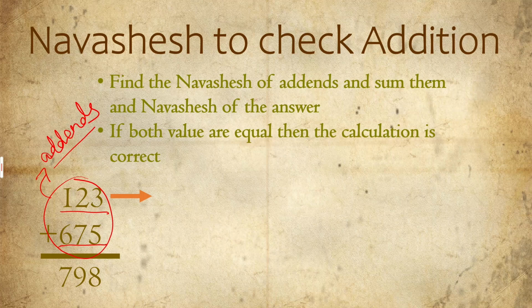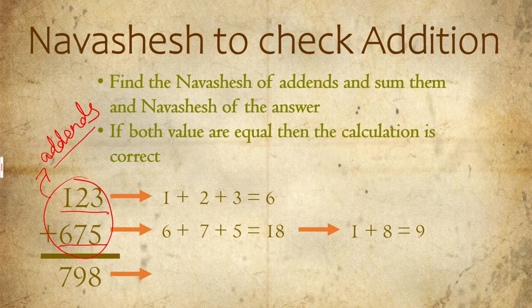The first addend is 123. So we learned that Navashesh is the digital root, the sum of digits, which is going to be 1 plus 2 plus 3 over here, and thus we get 6. And then we're going to find it for the next number, 675, 6 plus 7 plus 5, which is 18. Now we learned that a Navashesh cannot be a two-digit number, so we're going to be adding 1 plus 8 to get the final Navashesh 9.